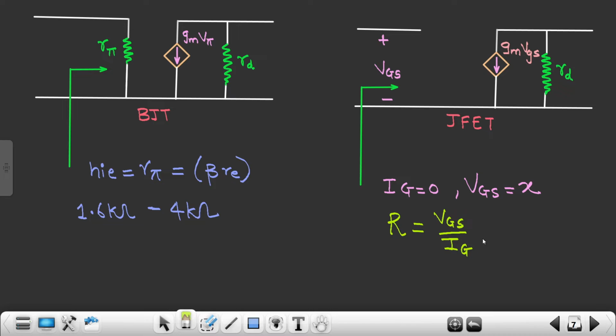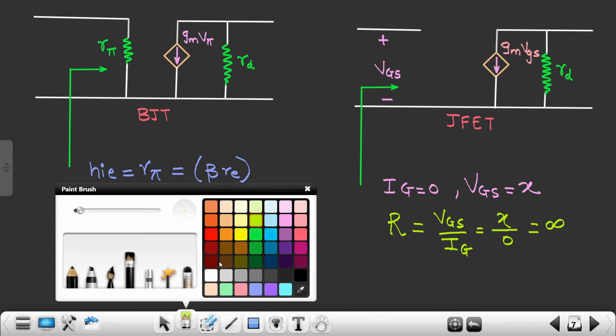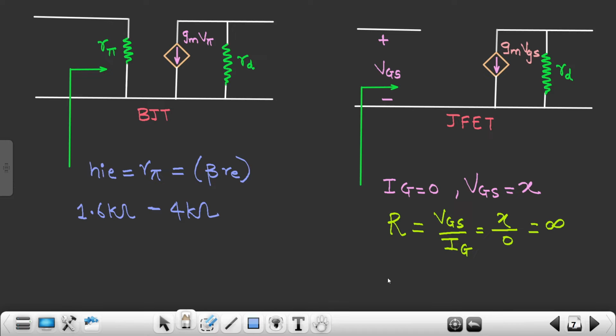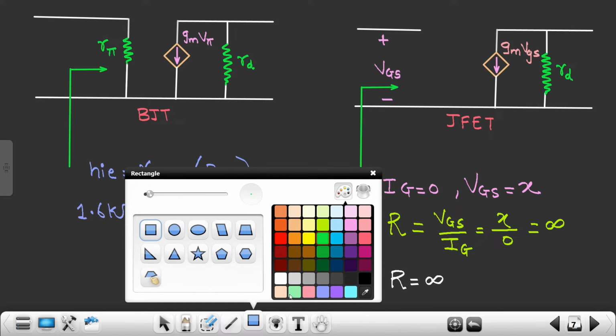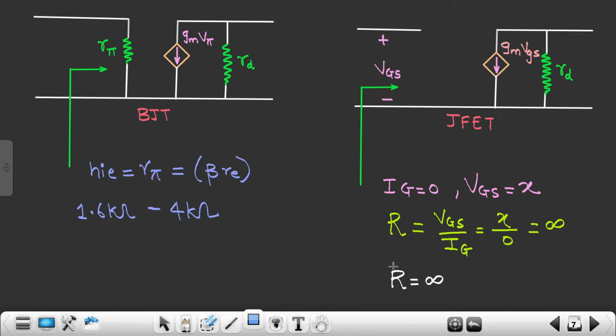Great. So what is VGS? VGS is X, IG is 0, so this value would be infinite. So basically, ideally the resistance or impedance offered by this particular JFET would be infinite. Let me just highlight this point. Whenever you refer to my PDF, you would understand each and every point in a detailed way. So this is the input impedance of what?